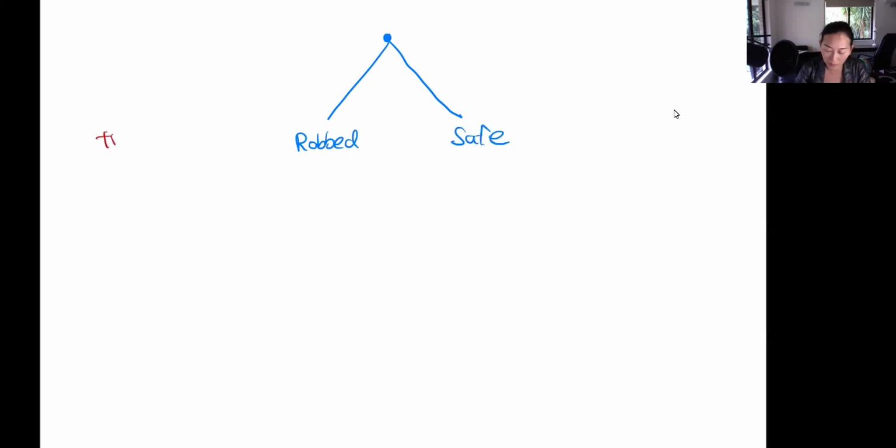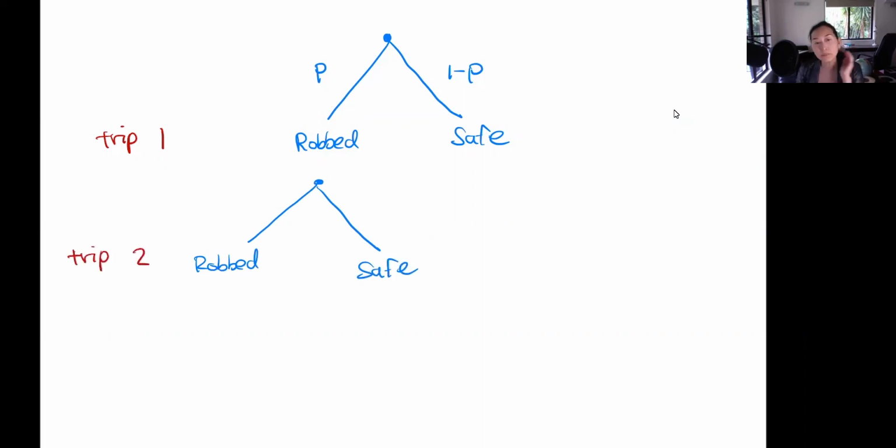So I call this trip 1. In trip 1, there are 2 possible events, robbed or safe. If she's robbed, she is robbed with probability P, and safe with probability 1 less P. Then we are dealing with 2 trips. In the second trip, regardless of trip 1, because in one trip she would carry only half of the money, right? Regardless of being robbed in the first trip or not, she might also be robbed again, or be safe in the second trip. I call this trip 2.